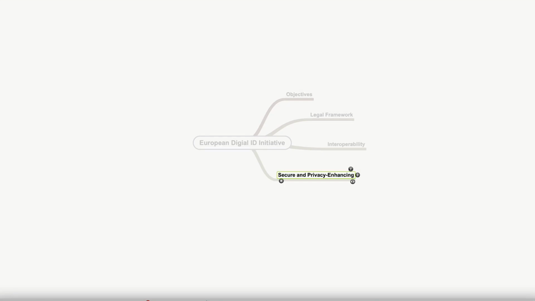Now, let's talk about secure and privacy enhancing. European digital IDs are designed to be secure and privacy enhancing, leveraging strong authentication mechanisms, encryption, and privacy-preserving technologies. User consent and control over personal data are central to the design of digital ID systems, ensuring compliance with EU data protection regulations such as GDPR.